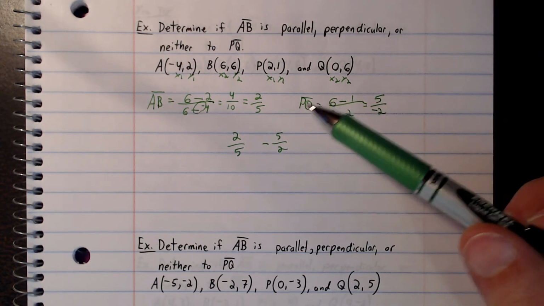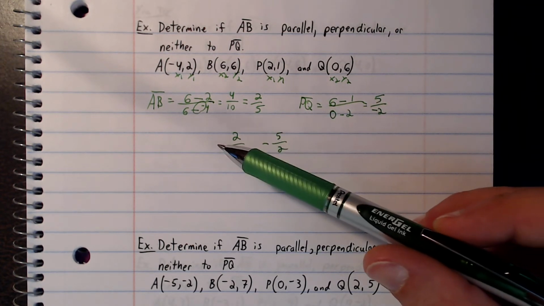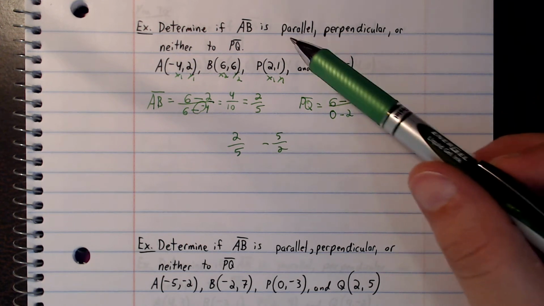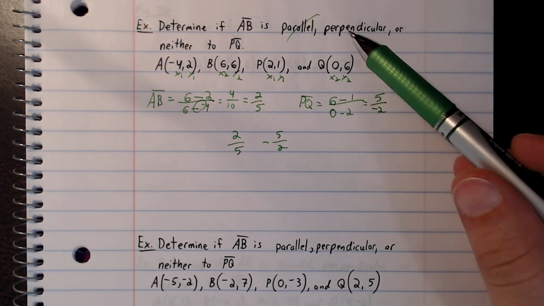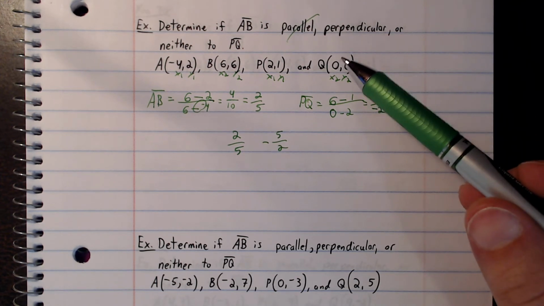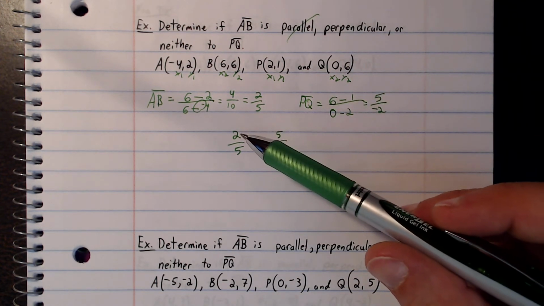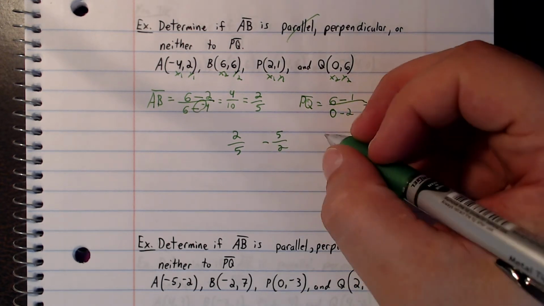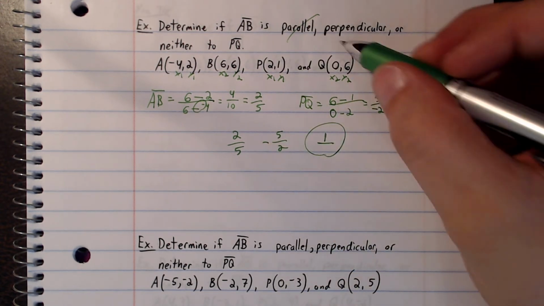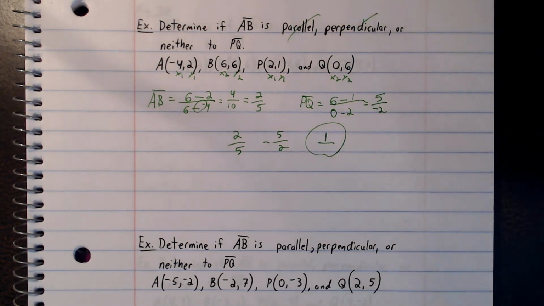Alright, so we found the slopes. We compare them. One of these is positive, one's negative. So it's definitely not parallel, because they would have to be the same. And if they want to be perpendicular, they have to be flipped with opposite signs. So 2 over 5, -5 over 2, those are flipped with opposite signs. So this is perpendicular. That's it. You find the two slopes and you compare.